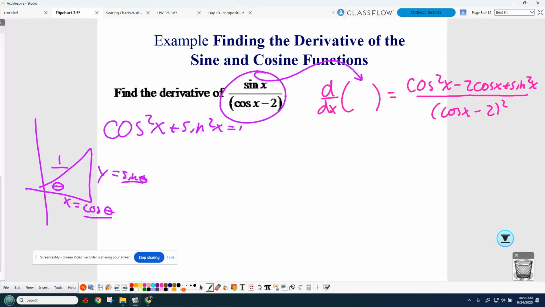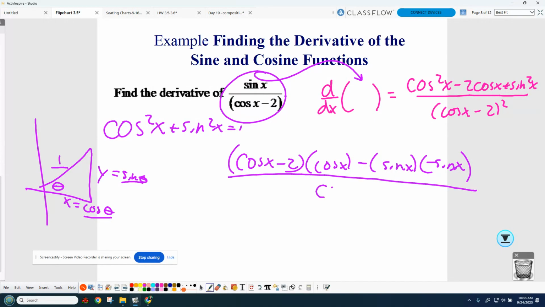Okay. So he did the bottom function times the derivative of the top, derivative of sine, you just learned it. Positive or negative? Positive. Minus the top times the derivative of the bottom. What is the derivative of the bottom? Negative sine. All over the bottom squared.